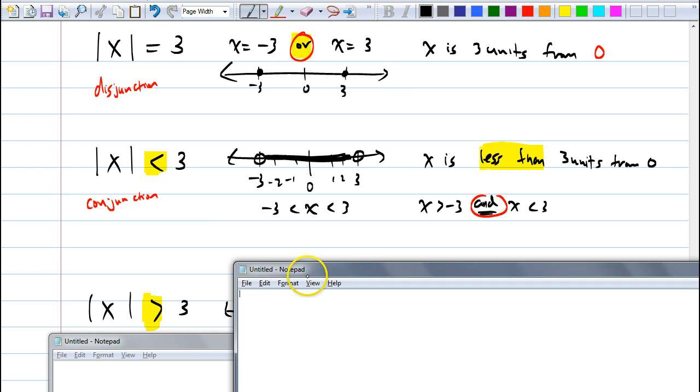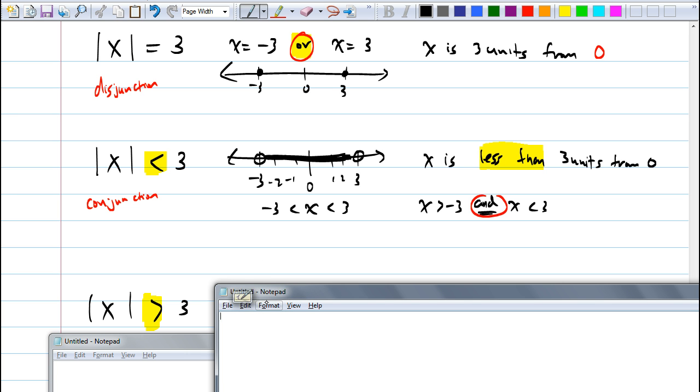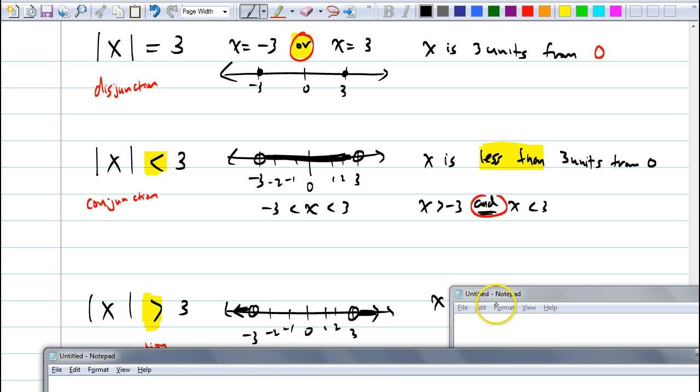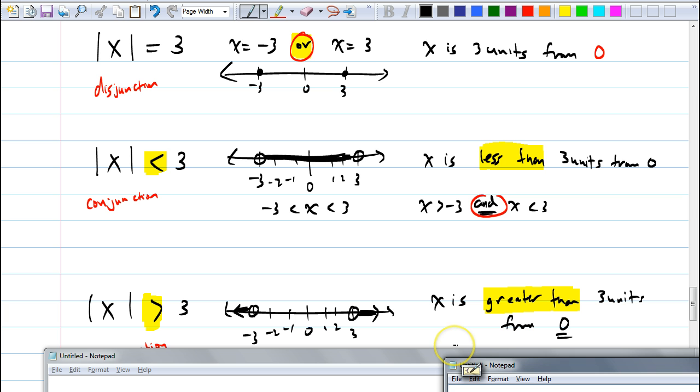What if I have absolute value of x greater than 3? What do you think this is talking about? X is what? Greater than how many units from 0? 3 units from 0. So wouldn't you get this kind of graph? Isn't that what it means? Because from 0, can it be 3? Can 3 be my solution? Is 3 greater than 3 units from 0?